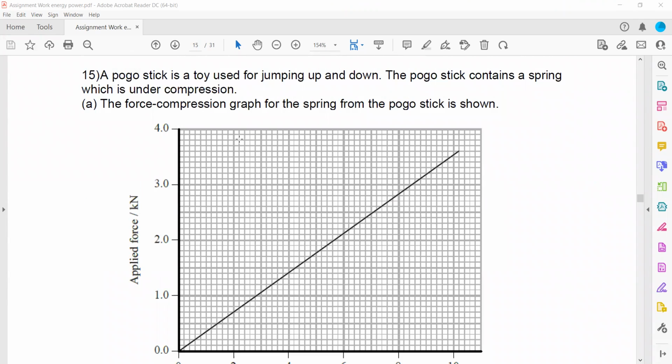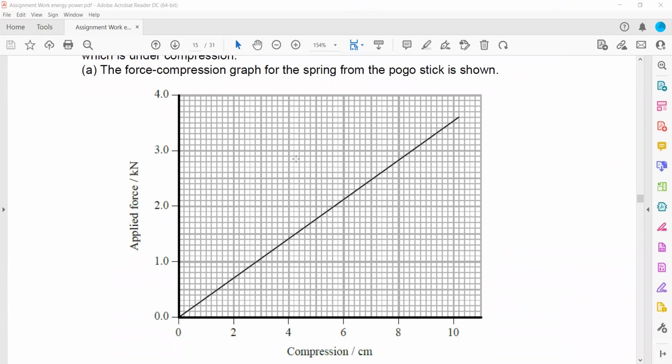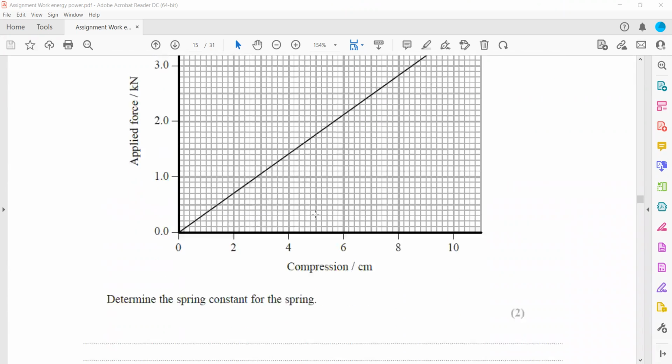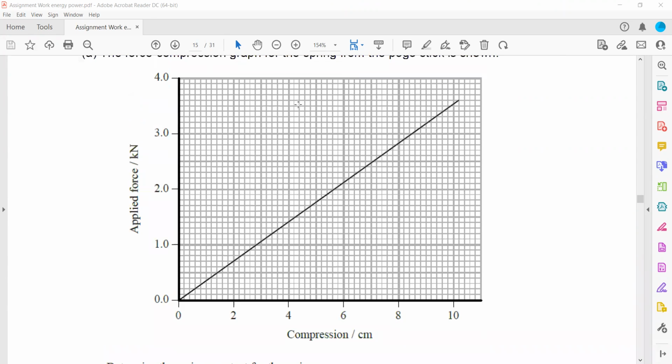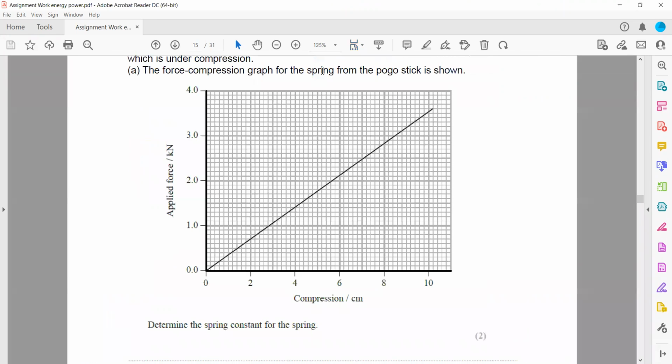In question 15, a pogo stick is a toy which is used for jumping up and down. The pogo stick contains a spring which is under compression. The force in compression graph is given. Determine the spring constant. How can we determine the spring constant? We just have to take 2 points and find the gradient: y2 minus y1 over x2 minus x1.